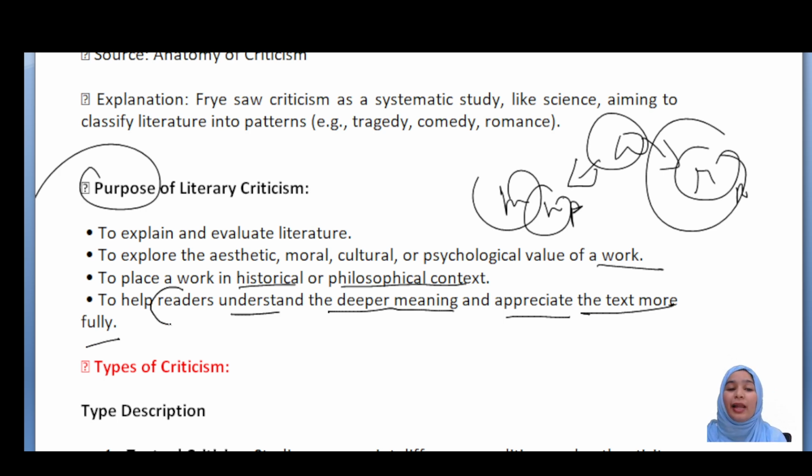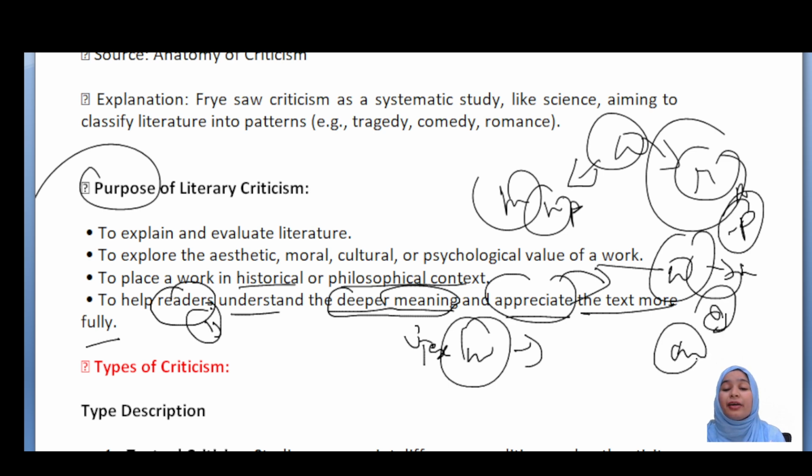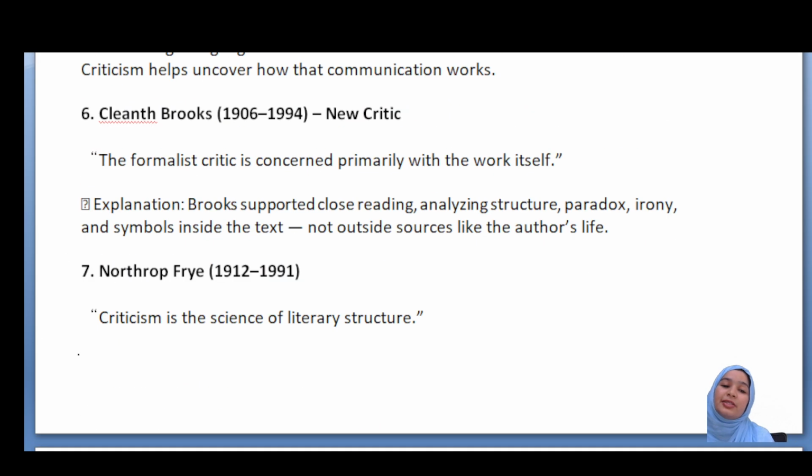So here it helps the reader. Criticism helps the reader to understand the deeper meaning of a particular text, and lets him appreciate the text in his own way, in a positive way, or a suggestive way, or a judgmental way, or an analytical way. So literary criticism makes a person exact and perfect. This is what is called the purpose of literary criticism.